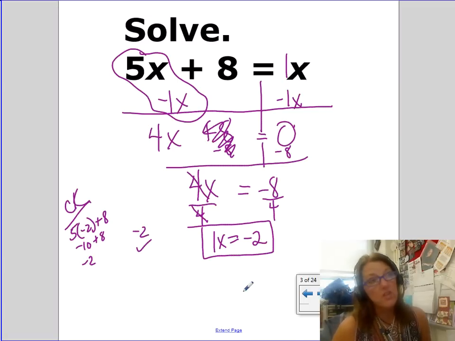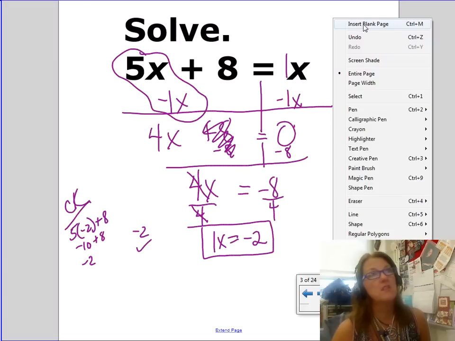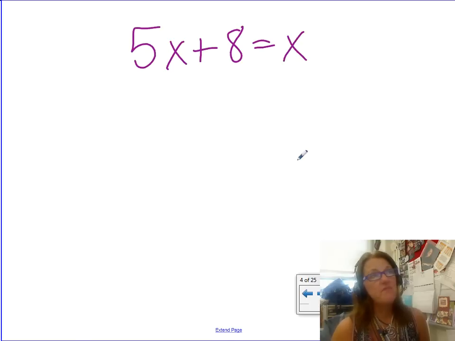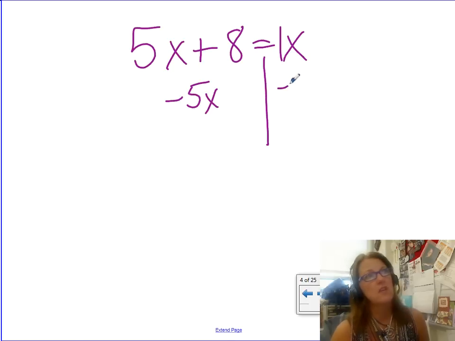Now, you could also have subtracted 5x from each side. In fact, if we had done that, let me just show you. I'm going to grab that same equation, 5x plus 8 equals x. You don't always have to pick on the small guy. I could have said, I'm going to annihilate 5x. Boom, chakalaka. And I lob this negative 5x on each side.